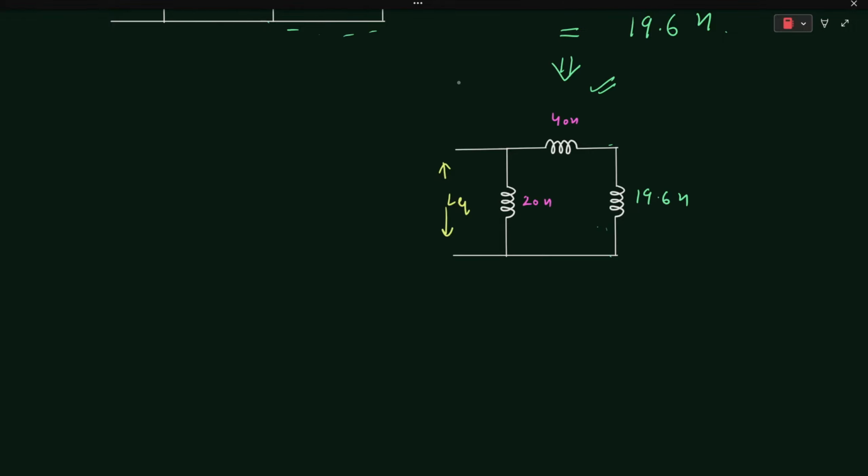In this particular circuit you can see that this 40 henry and 19.6 henry inductor are connected in series, and similarly their combination is connected in parallel with the 20 henry inductor. So the equivalent inductance will be the series combination of 40 and 19.6 henry inductor in parallel with 20 henries.